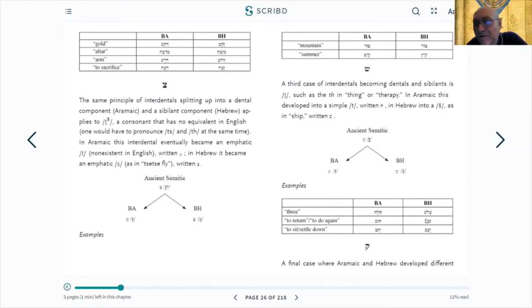Okay, three, we've got Shalosh in Biblical Hebrew. Talash, no, Talah looks like in Biblical Aramaic.